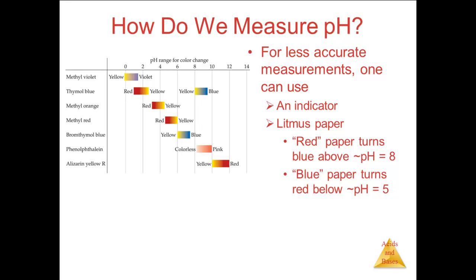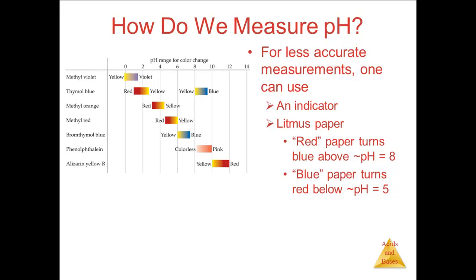The picture shows the range of the color change for a number of indicators and the two colors of the indicator. For example, methyl orange is red at pHs below 3 and yellow at pHs above 4.5, and will change color at about pH 3.8.